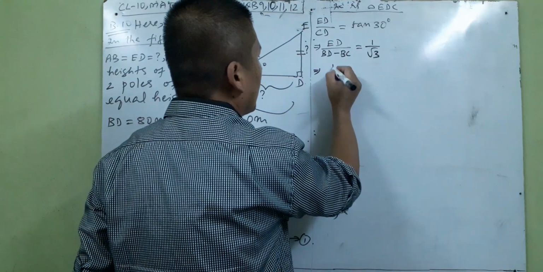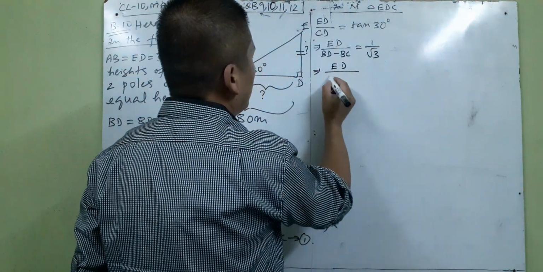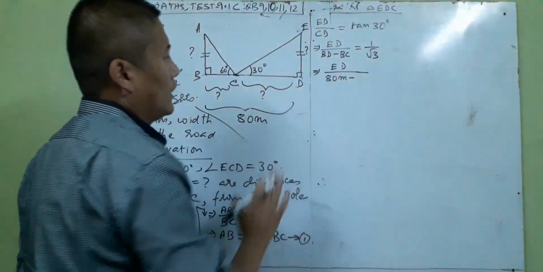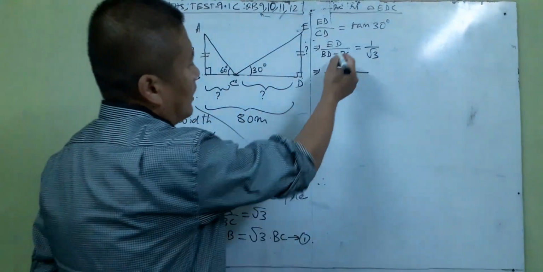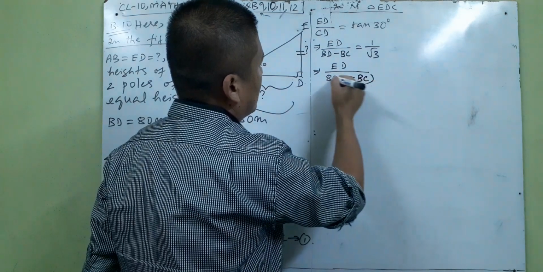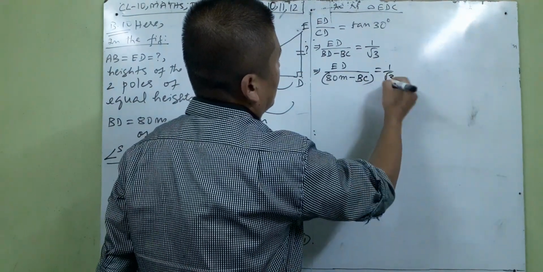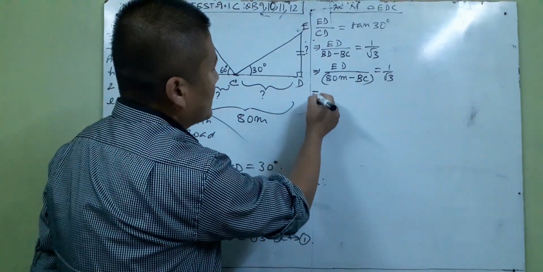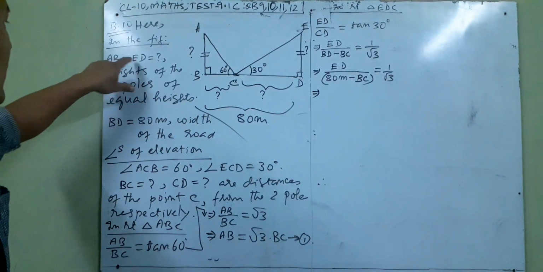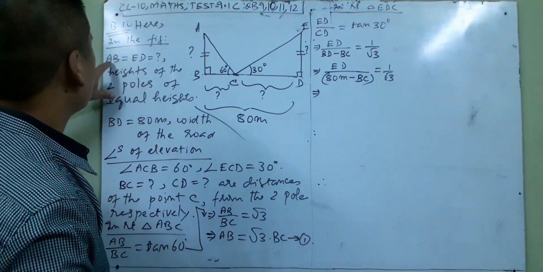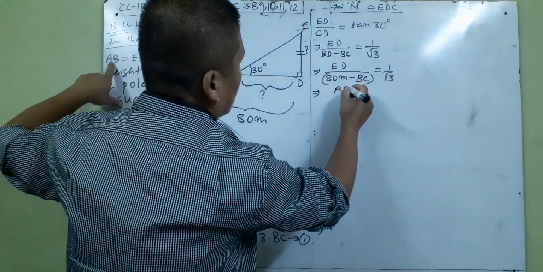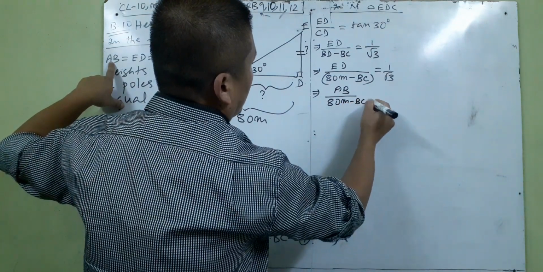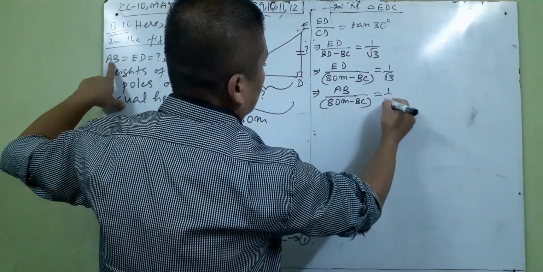Then here ED by BD is 80 meter. So that is the advantage, that's why we're taking that. 80 meter minus BC, just keep it as it is. This is equal to 1 by root 3. Then we notice here in the beginning, first step, AB and ED are equal. So let us change this ED to AB, and right here, divided by 80 meter, the rest is same, minus BC. This is equal to 1 by root 3.